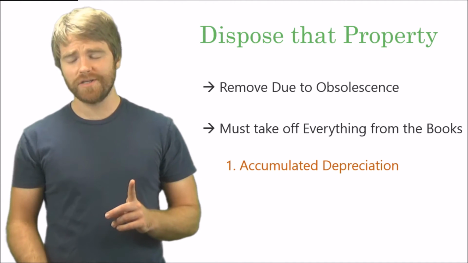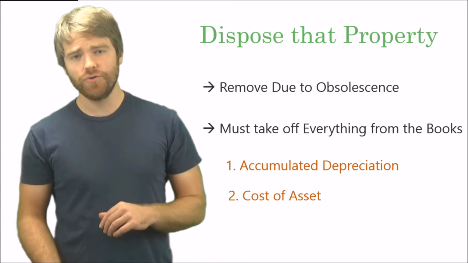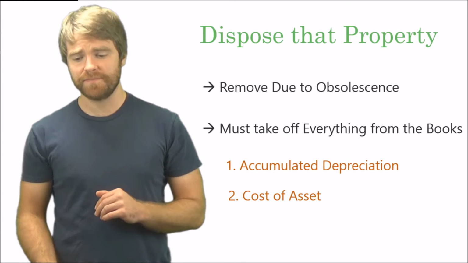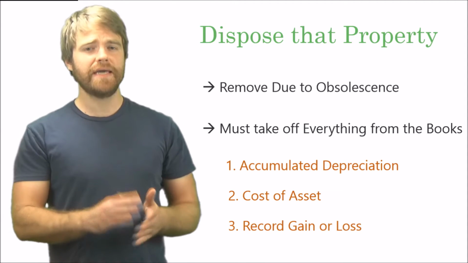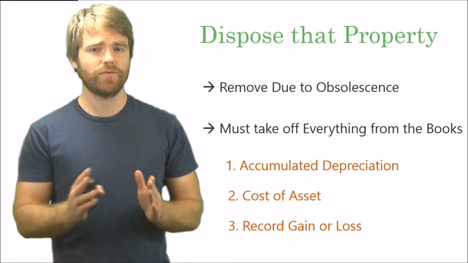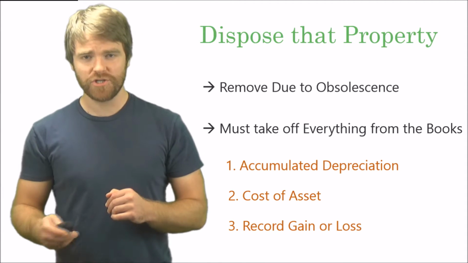1, get rid of accumulated depreciation. 2, get rid of the cost of the asset. And 3, record a gain or a loss when you get rid of it. So let me show you what I mean here.